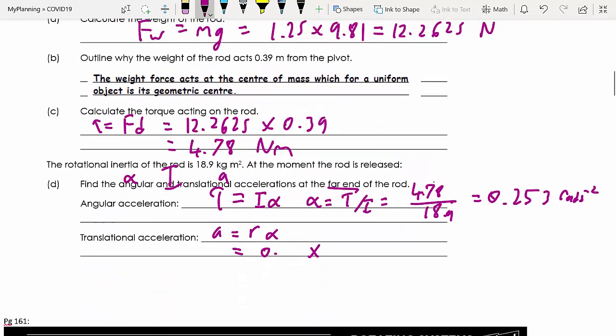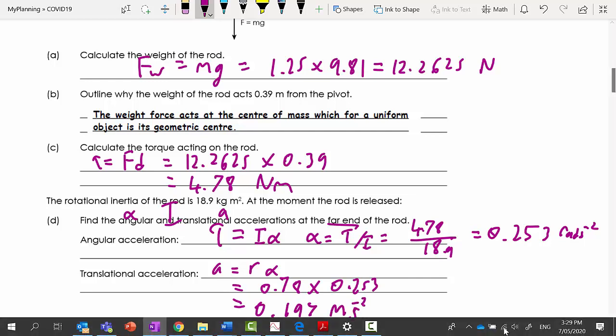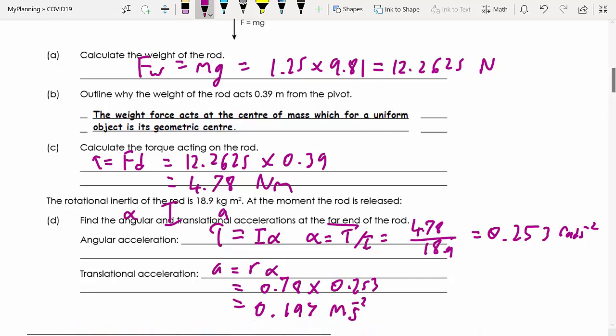Well, that's a trick. 0.78 times the acceleration of 0.253. You may say, can we use this 0.253? Yes, because actually the angular acceleration is the same regardless of whereabouts on the radius you're measuring it. And so we do get a linear acceleration of 0.197 meters per second squared. That is that page done.